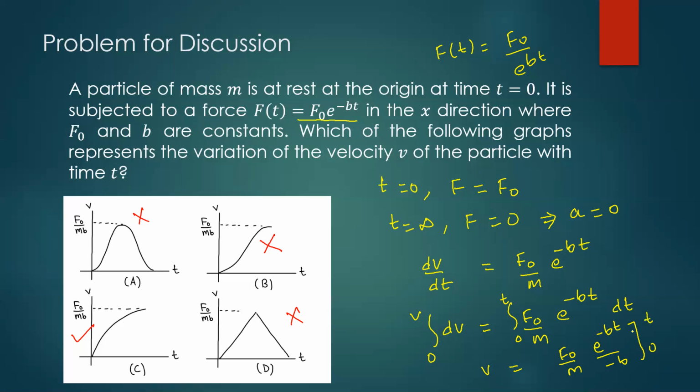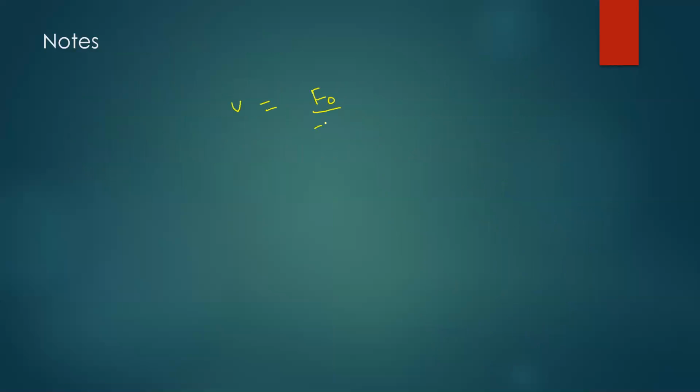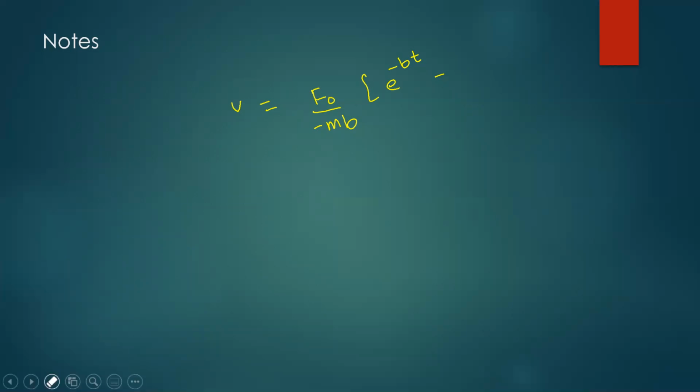Okay, so let's see, what will that be? V is equal to F naught by MB, minus MB, and then I have e to the power minus bt. And then if I substitute t equal to 0, I'll get 1, right? e to the power 0 is 1. So if you look at this, in the denominator, if I flip that negative sign to a positive sign, I'll get 1 minus e to the power minus bt.